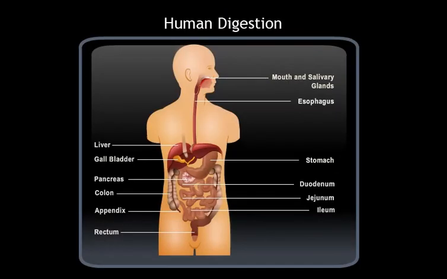The human digestive process begins in the mouth, where large pieces of food are broken down into smaller pieces and swallowed. This is known as ingestion. The swallowed food passes through the esophagus and into the stomach, where enzymes and acid break it down into smaller pieces. This is called digestion.